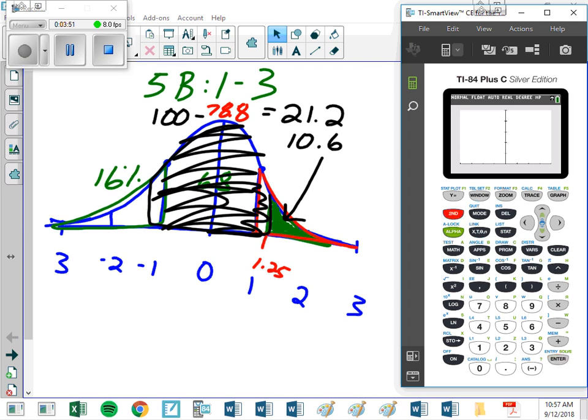Okay, now I do distribution, shade norm. What is my lower bound? 1.25. And my upper bound? 5, or anything bigger than 5. Once you get beyond 5, the decimals on the calculator don't even register. So we'll just put 5, and then 0 and 1. And this picture should look exactly like the picture I just drew, and I get 10.56. Rock on. We did it right.